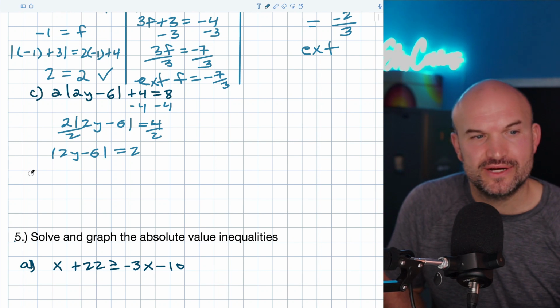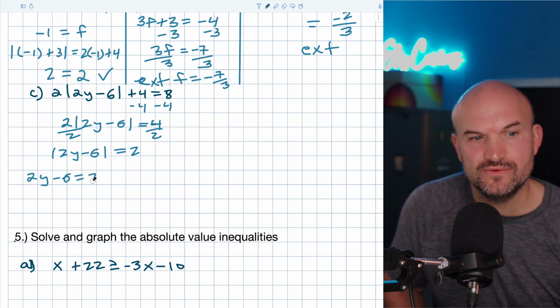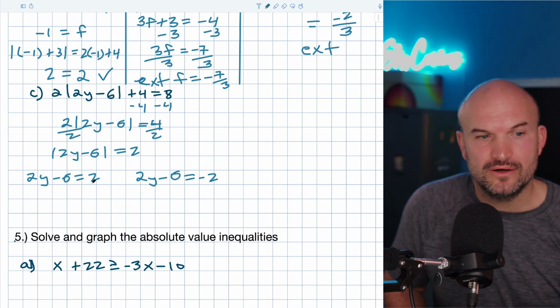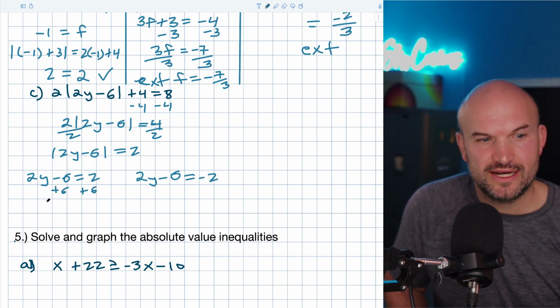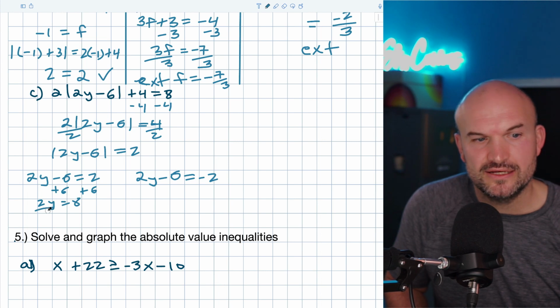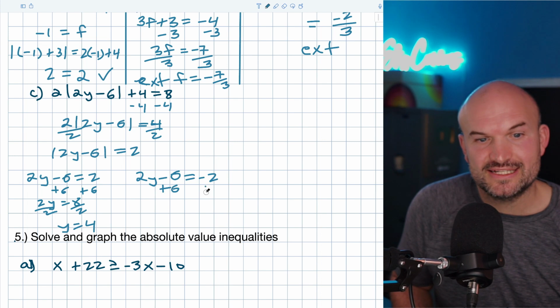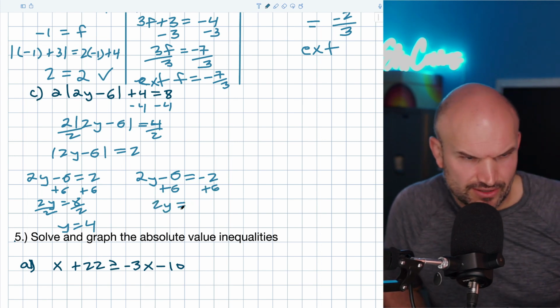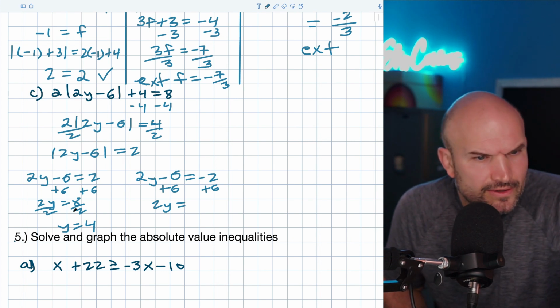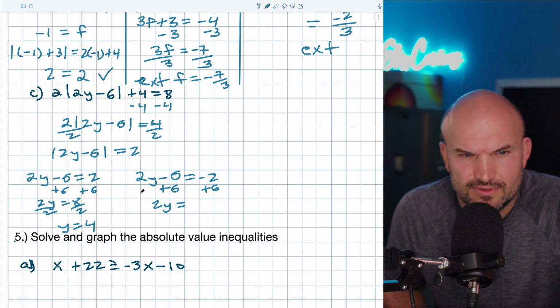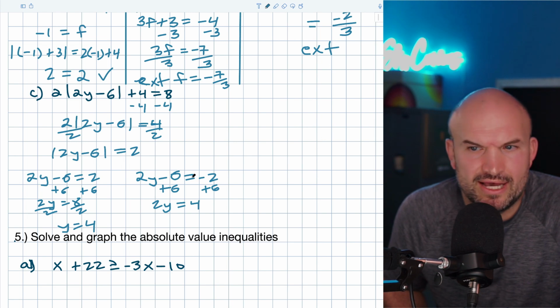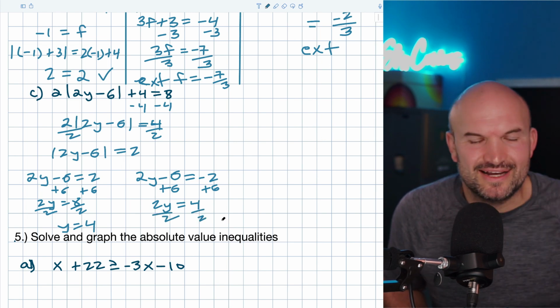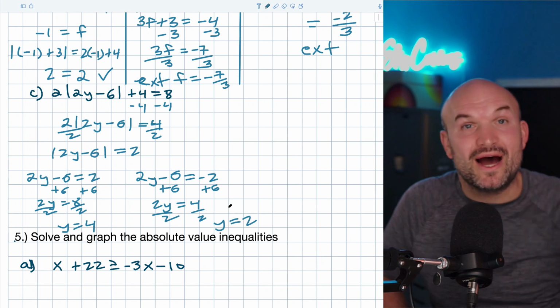Now I can do my two cases. So I have 2y minus 6 equals 2, and 2y minus 6 equals negative 2. Then I'll add 6 to both sides, and I have 2y equal to 8. Divide by 2, y is equal to 4. Over here, I can add 6 to both sides, and I have 2y is equal to, wait a minute, what did I do here? That's not right. Is that right? Oh yeah, 4. And then divide by 2, and y is equal to 2. I was thinking I got the same answer in my head.